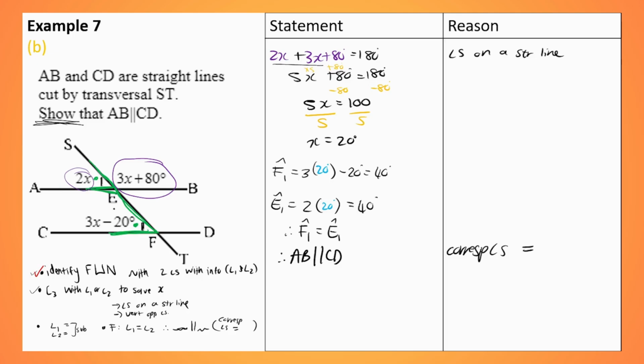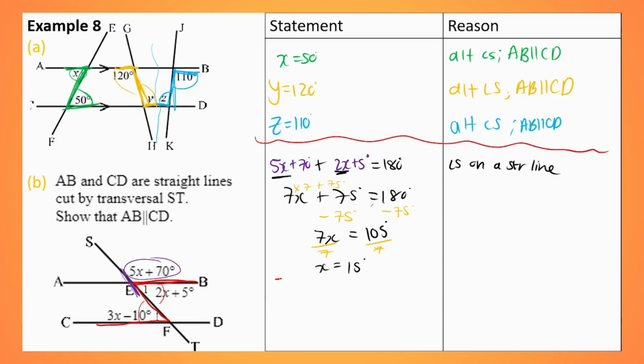And if we look back at the steps again, we have already now solved for x. So our next step is to substitute back into angle 1 and 2, the ones that we need to prove equal to one another. So in this case, it will be E1 and F1. E1 is 2x plus 5, and F1 is 3x minus 10. And we do our substitution of 15 degrees. So in both cases, we get 35.